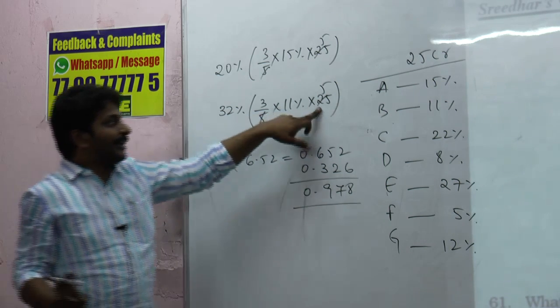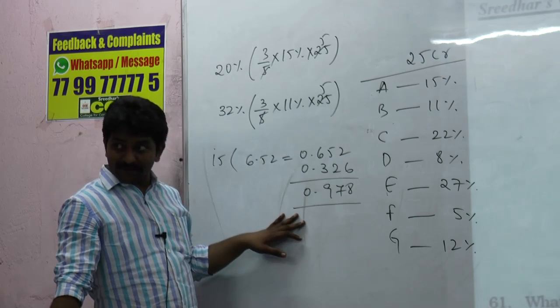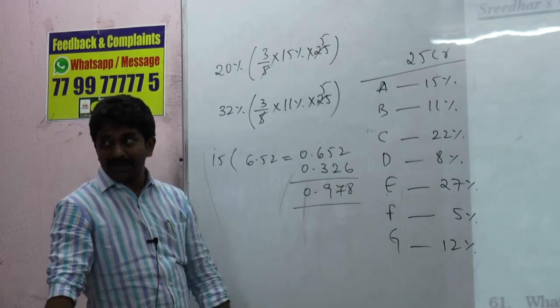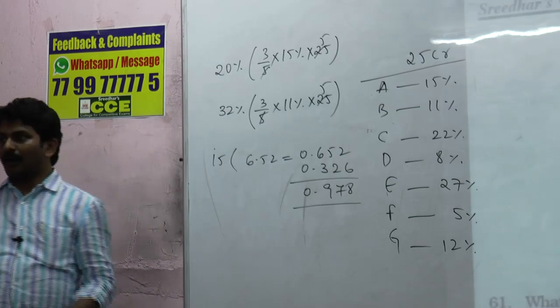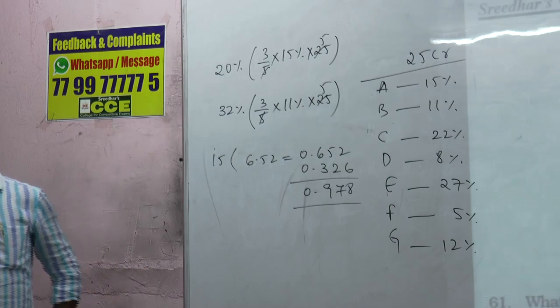We have considered 25 crores as it is number. So whatever you get, that will be in crores. 0.978 crores is equal to 97.8 lakhs. Or otherwise, separately you can calculate those two numbers and then you can add whatever it is.